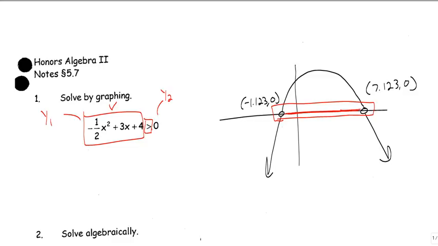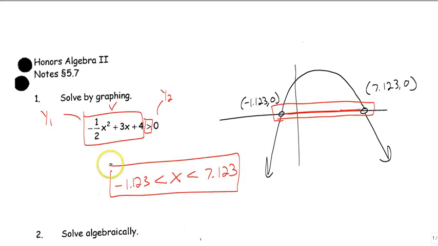So this is how you do it graphically. You graph it, find your two intersection points, and then look at it. Where is the function greater than 0? Well, the function is greater from here to here because it's above 0. So between these two x values is my answer. So to write it as an inequality, the lower bound is negative 1.123 to x to 7.123. So this is, I want it in with an inequality, and I want the graph. Alright, that's how you do it graphically.